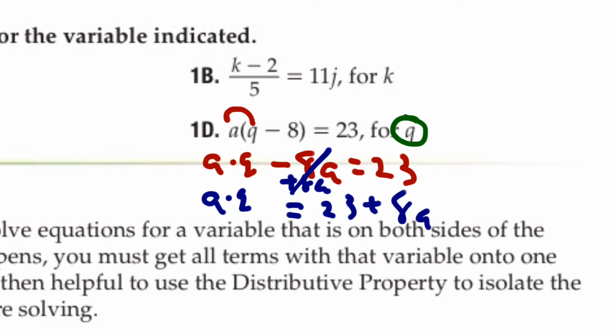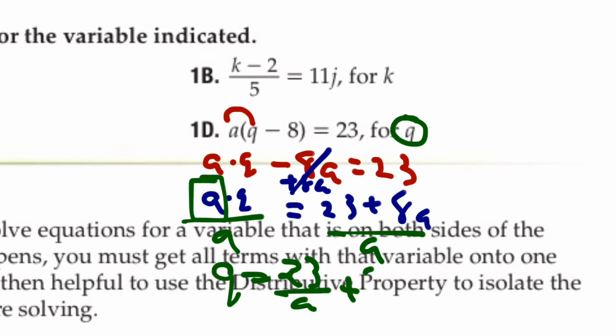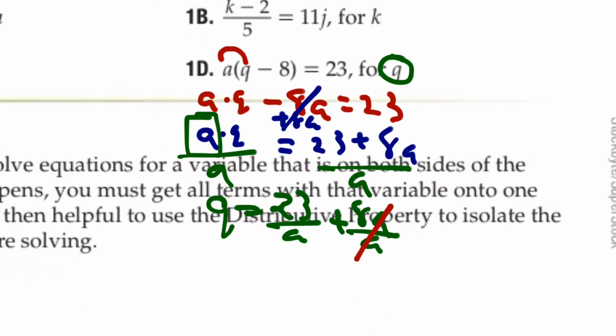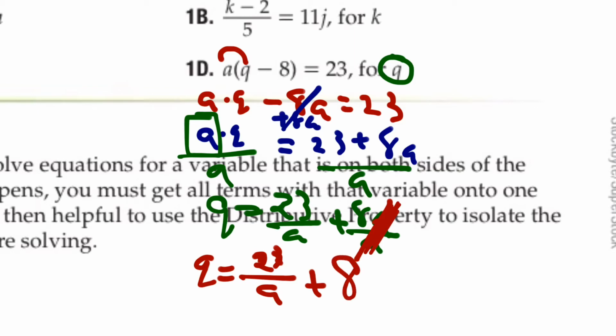Okay. Well, who's still in the way? This A right here. So if it's multiplying, I have to divide by A. When I do that, I get Q equals 23 divided by A plus 8A divided by A. Something special happened. A divided by A is going to cancel. So I'm left with Q equals 23 divided by A plus, since these canceled, I'm left with an 8. And now I'm done because I have Q by itself and I know what Q equals.